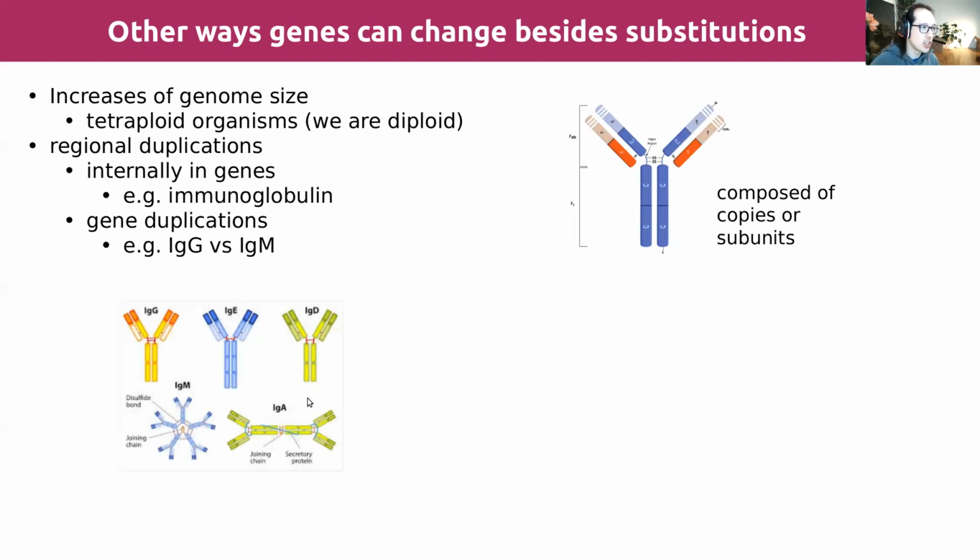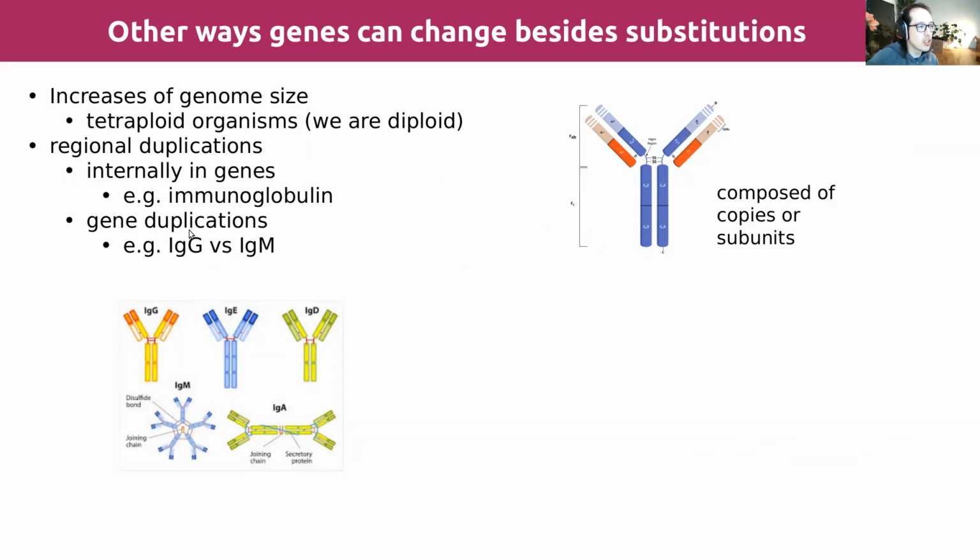Other ways genes can change. Besides substitutions, we have things like increases in genome size. We humans are diploid organisms. We have 2 copies of each gene, but there are tetraploid organisms out there. You can also have regional duplication, which can happen internally in genes. For instance, the immunoglobulin protein family, so this is IgG, for example, is composed of these subunits here that are derived from duplication events.